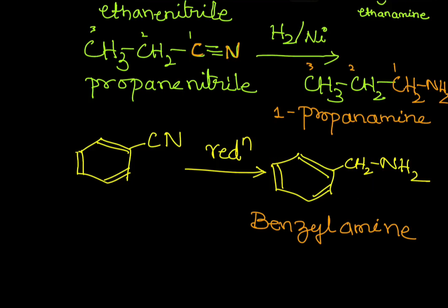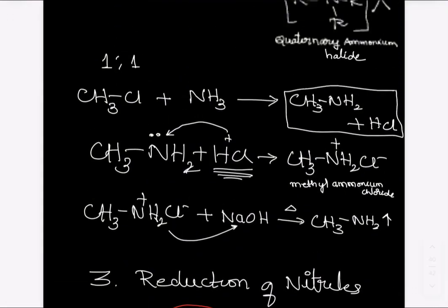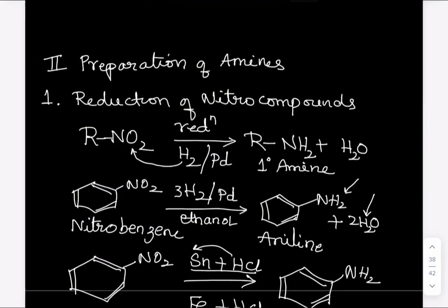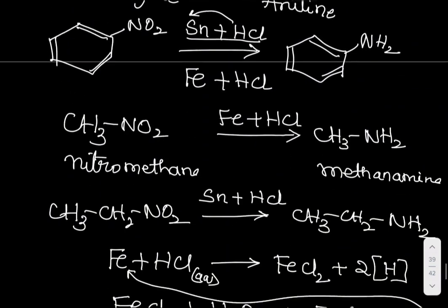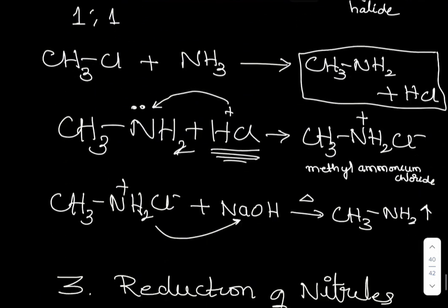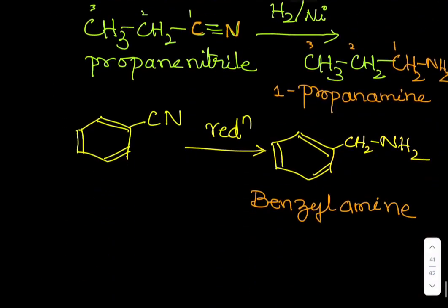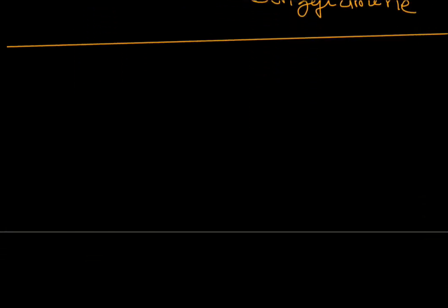So this is the third method of preparation of amines. What is the first method? The first method is the preparation of amines by reduction of nitro compounds. The second method is by ammonolysis of alkyl halide. The third method is reduction of nitriles. So what is the fourth method?